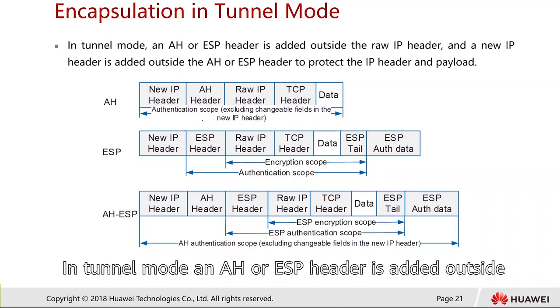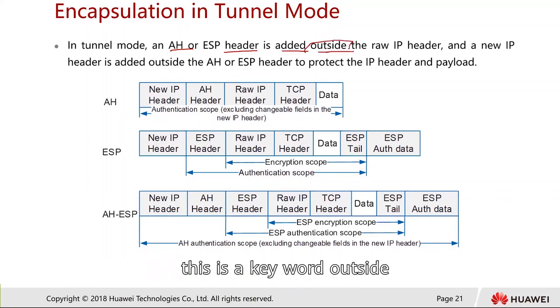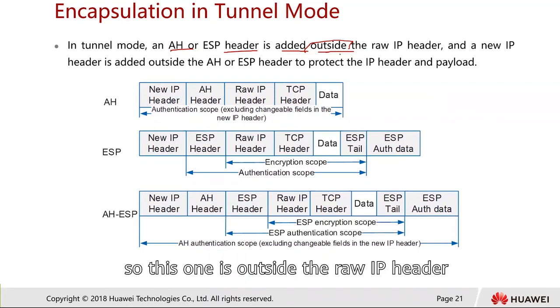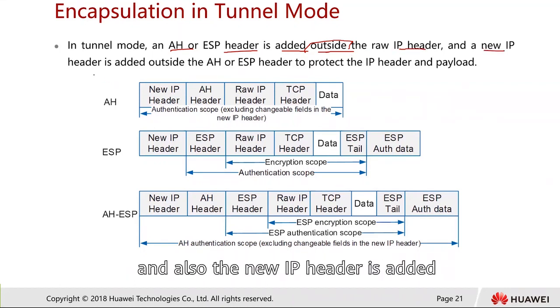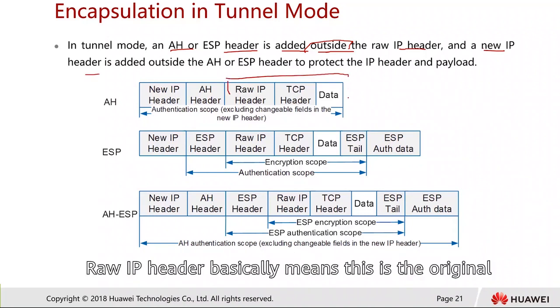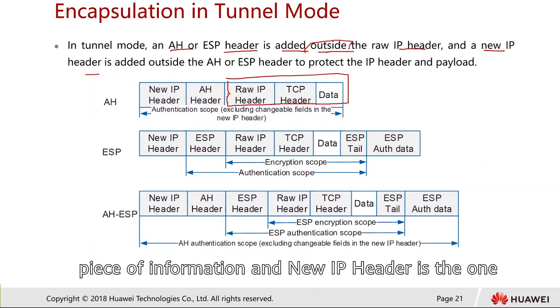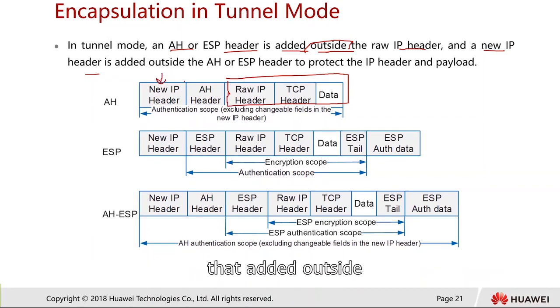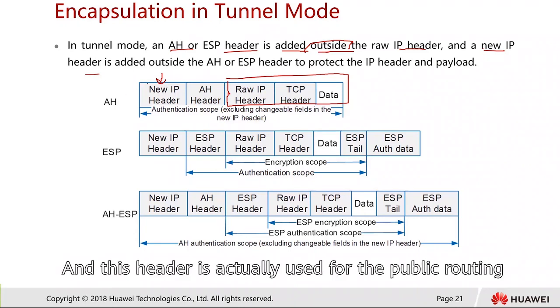So the next mode is the tunnel mode. Sorry, encapsulation in tunnel mode. Now in the tunnel mode, an AH and ESP header is added outside. Okay, this is a keyword, outside. So the earlier one is between, and this one is outside. The raw IP header and also the new IP header is added. So look at this case. Raw IP header basically means this is the original piece of information, and the new header is the one that's added to the outside, and this header is actually used for the public routing.